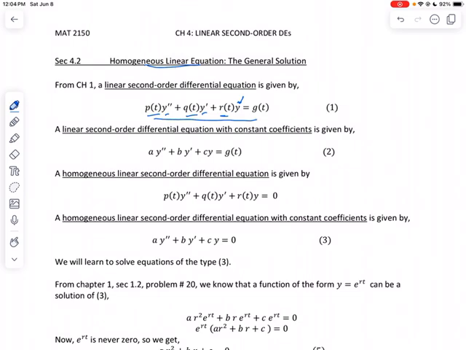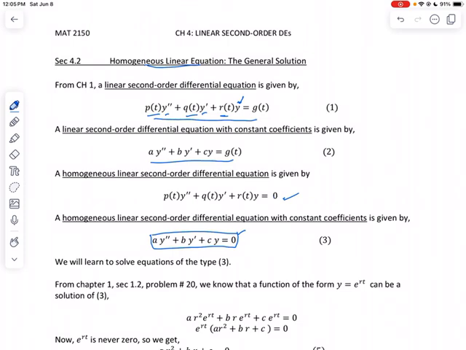Now from here, if we replace these p, q and r by constants, this equation becomes a linear second order differential equation with constant coefficients. And if we replace the right hand side by 0, like we did in this equation and this equation, then the equation becomes homogeneous. So at this moment we will be looking at equations of this type.